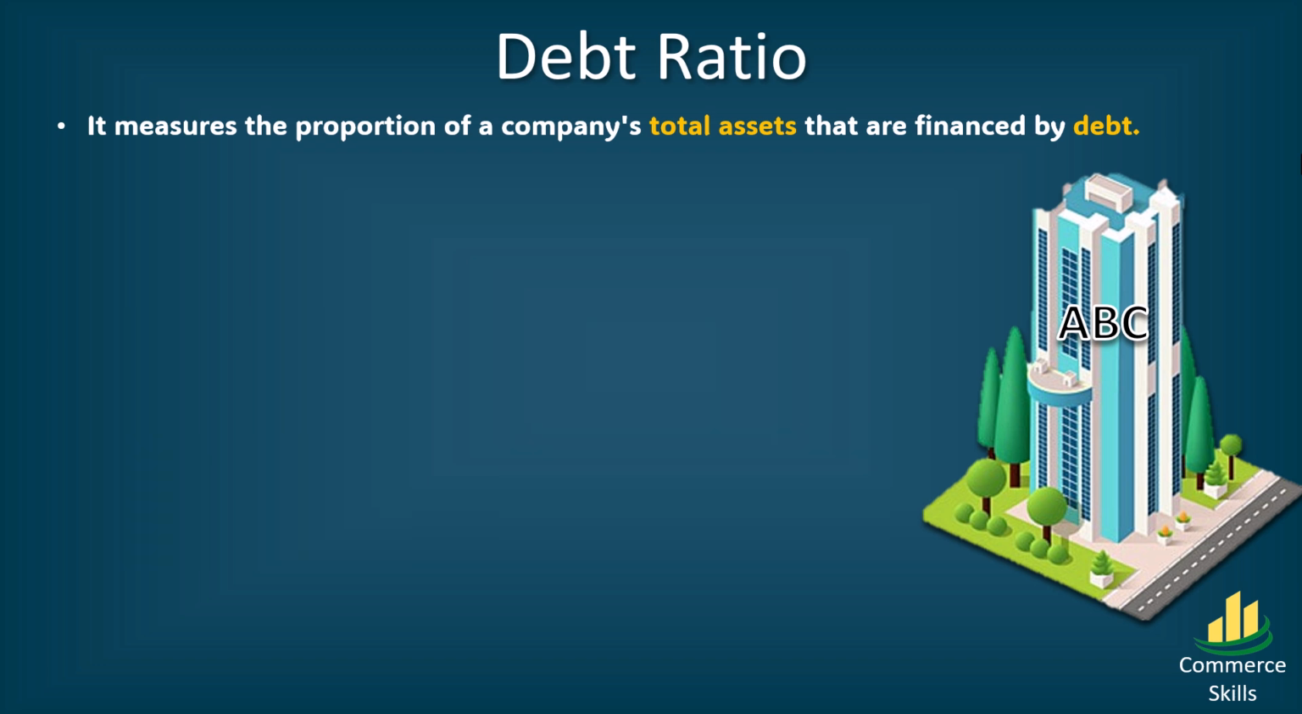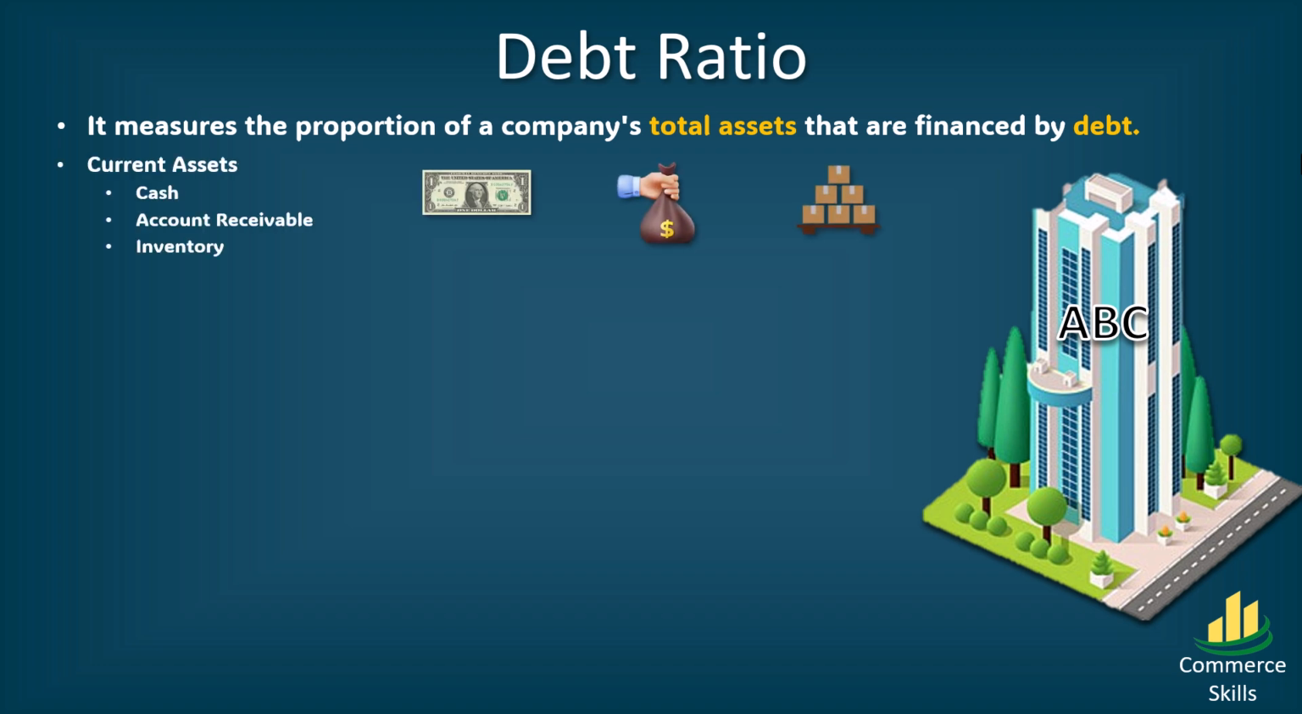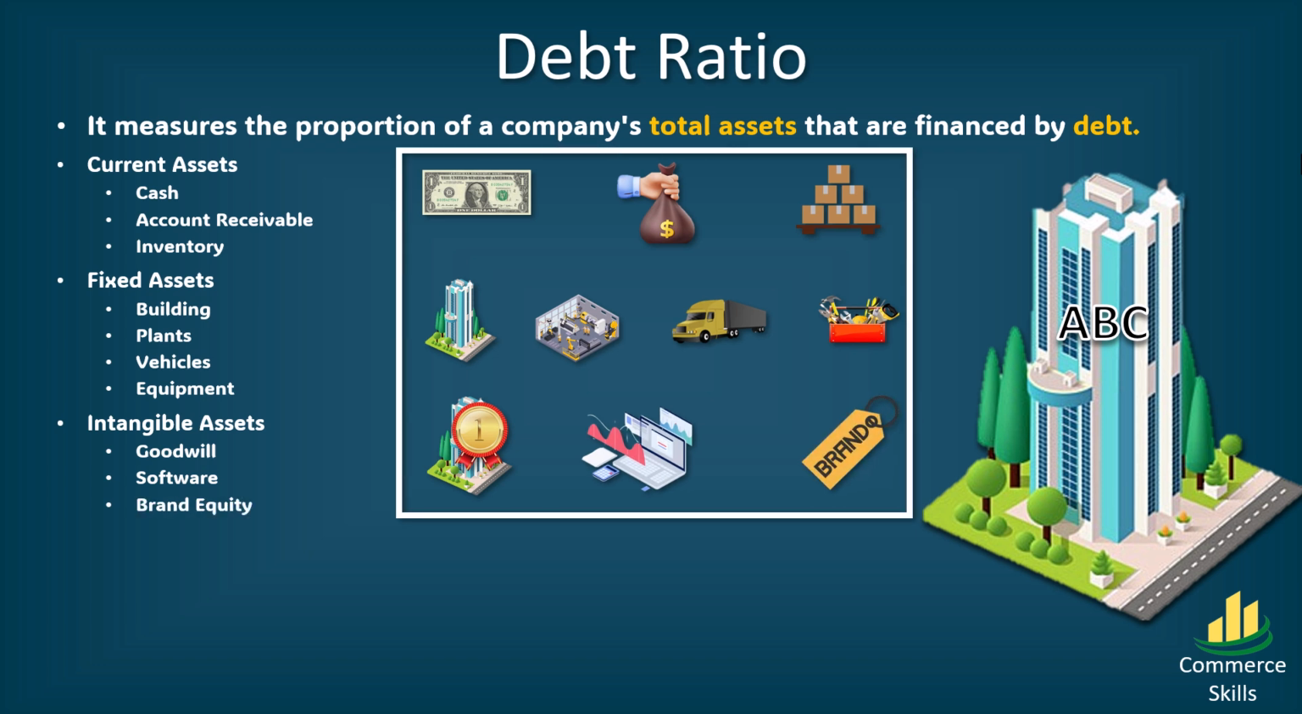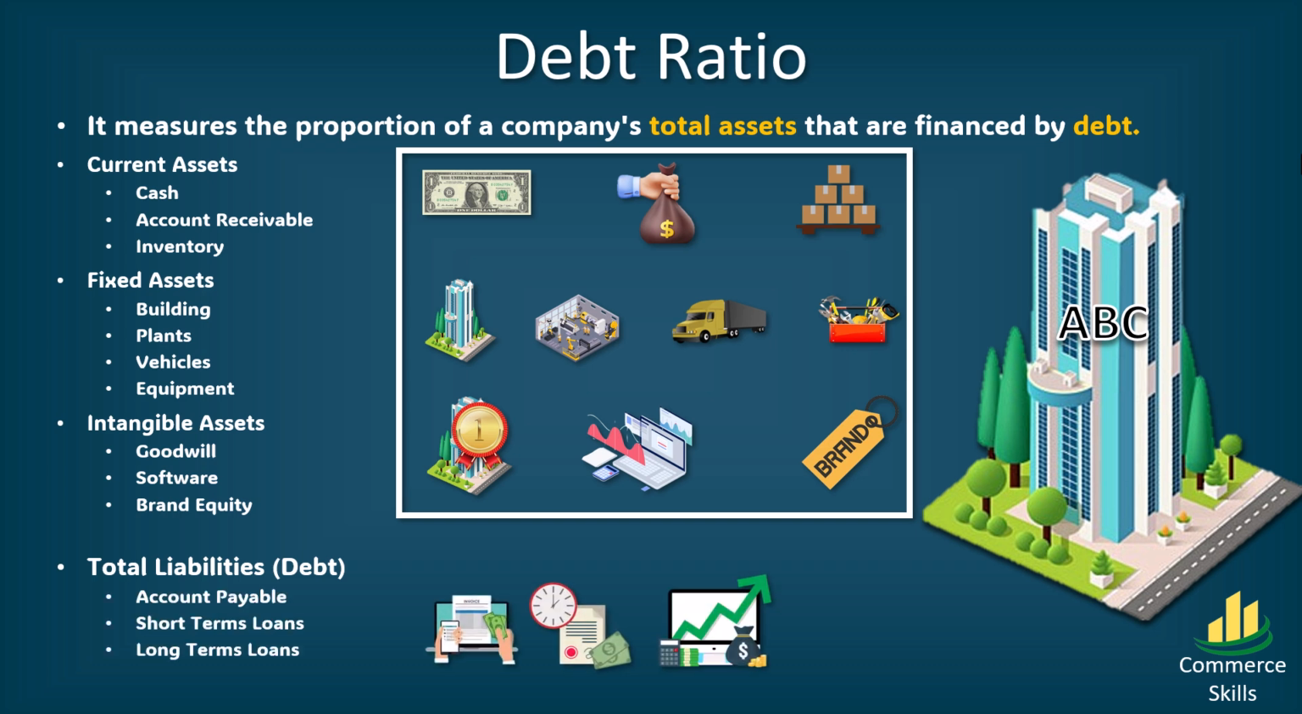First, let's understand what assets and liabilities include. Assets can be categorized as current assets, like cash, accounts receivable, and inventory, fixed assets, like buildings, plants, vehicles, and equipment, intangible assets, like goodwill, software, and brand equity, and total liabilities include things like accounts payable, bonds payable, and other debts.